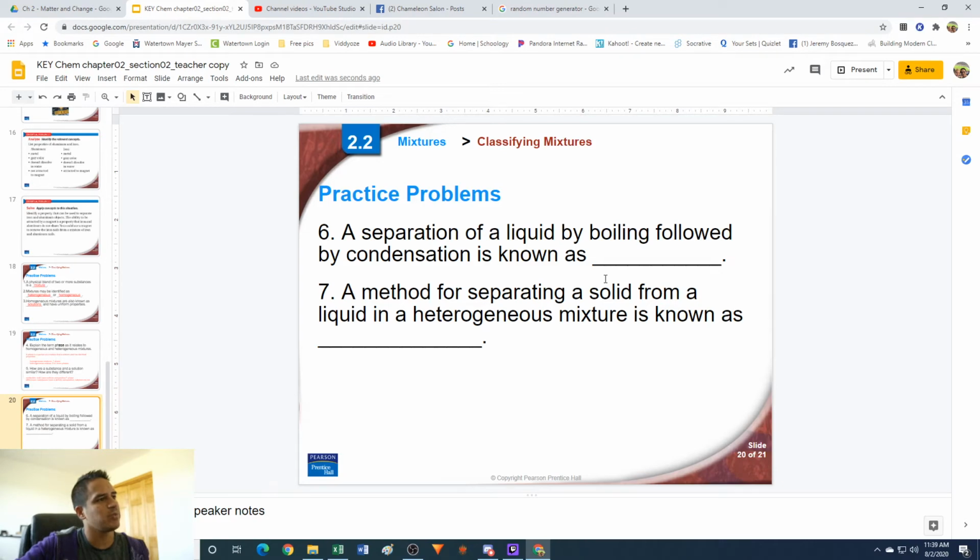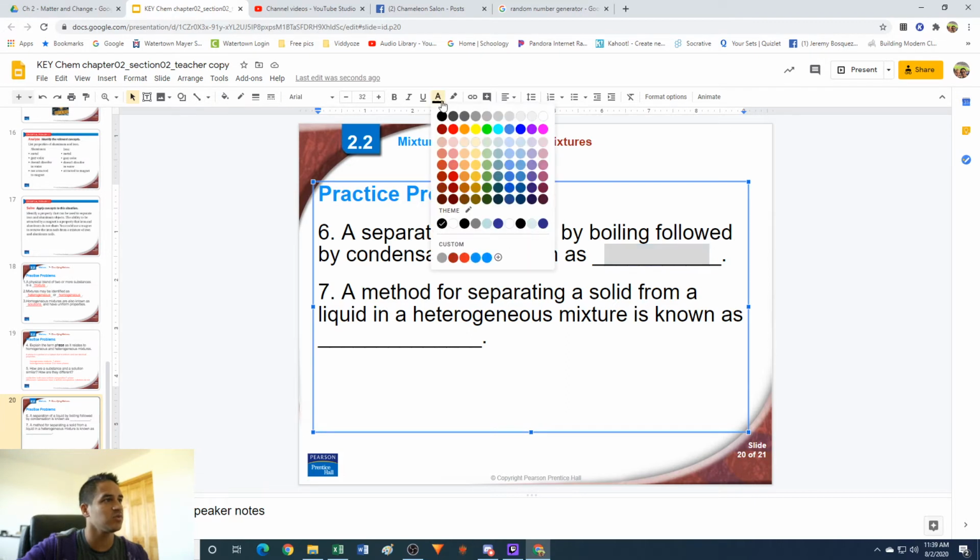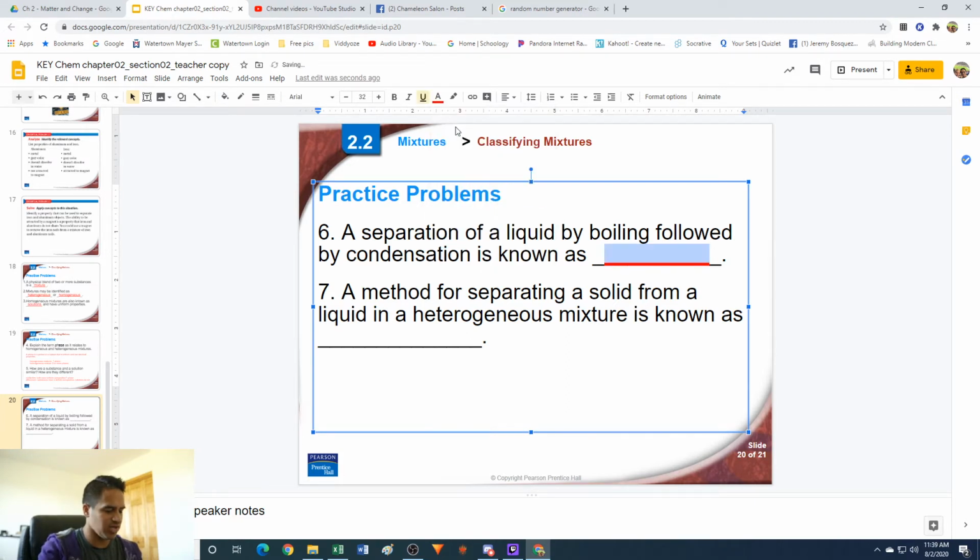All right, number 6. A separation of a liquid by boiling followed by condensation is known as... So this was directly from the notes. This is known as distillation. Okay, so you separate liquids out first, you boil them, and then they turn into a gas, and then you condense them down as they go through the distillation column, and then they condense as a liquid, and they fall out the other side.